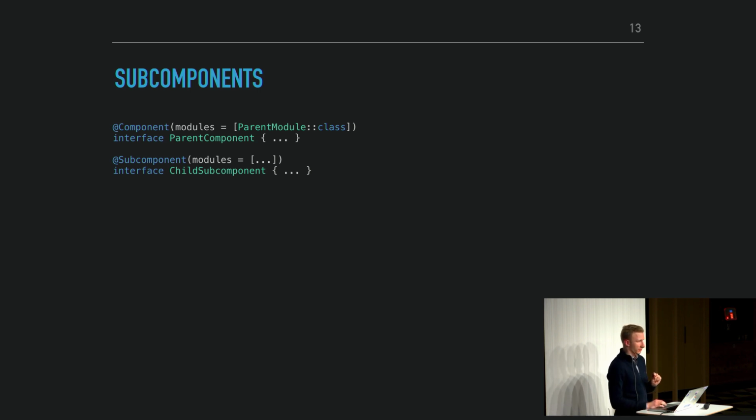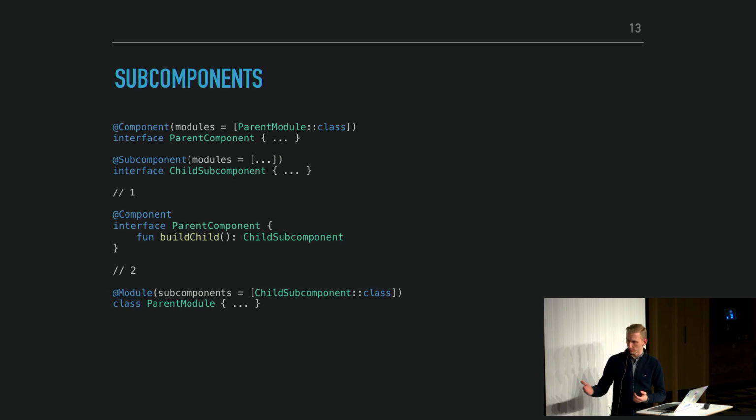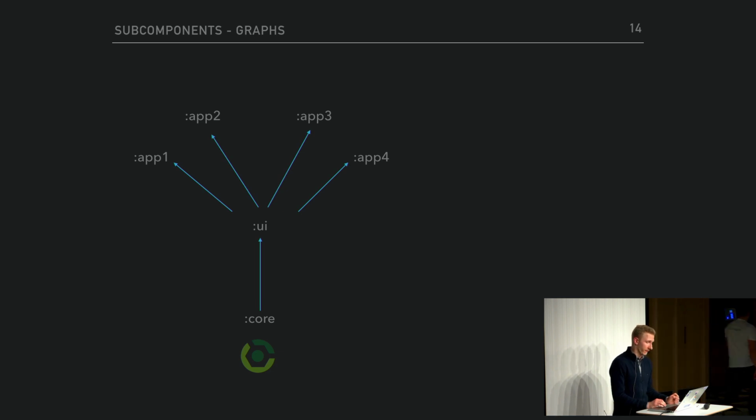Subcomponents can be added to the graph in two ways. First, by directly adding into the component graph with a provision method in the component interface. Dagger will then generate a provider with a builder for that specific subcomponent that we can use. And the second way is by adding it into one of its parents modules in a subcomponent list, as seen in the second example. Let's look into our apps graph once again.